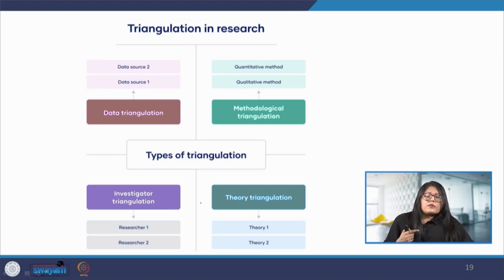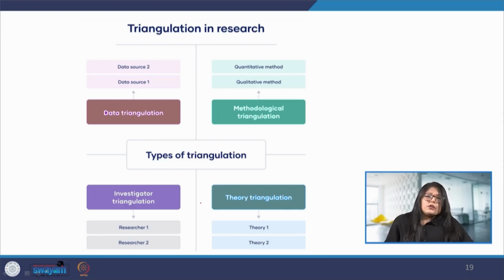Investigator triangulation is where we involve multiple observers or researchers to collect, process and analyze the data separately. So, for example, for our previous example of teenage and elderly shopping behavior, we can involve multiple observers to see the participants' behavior and investigate the outcomes. So, investigator triangulation helps us avoid risks, in terms of the biases that may be there.